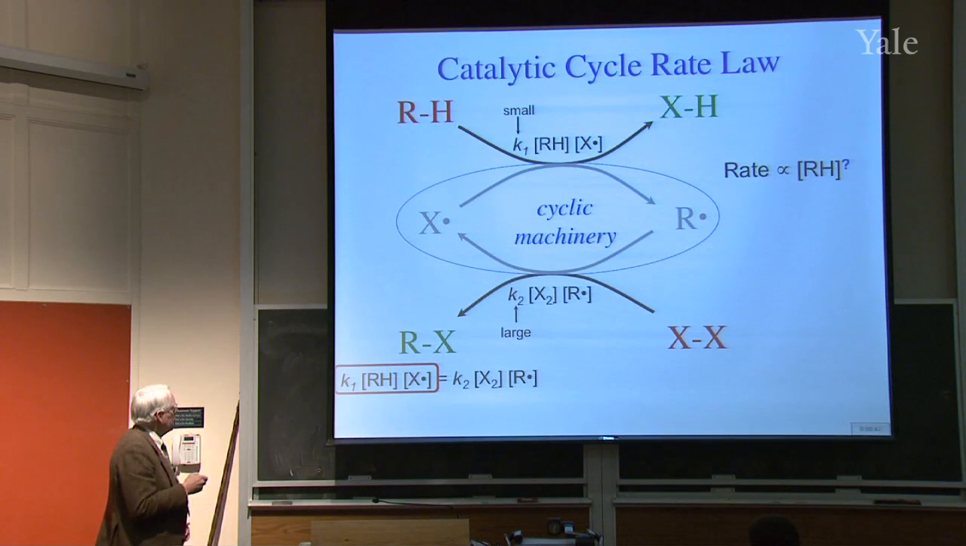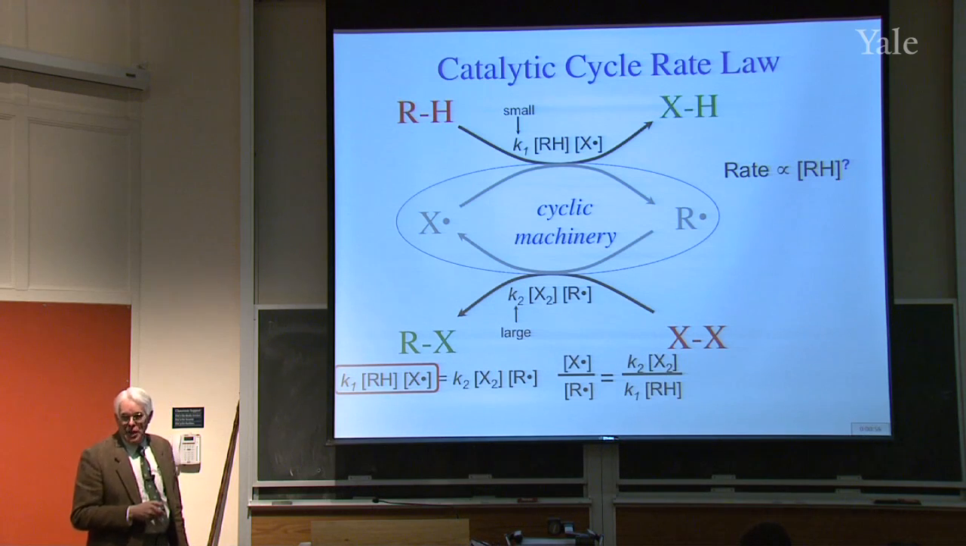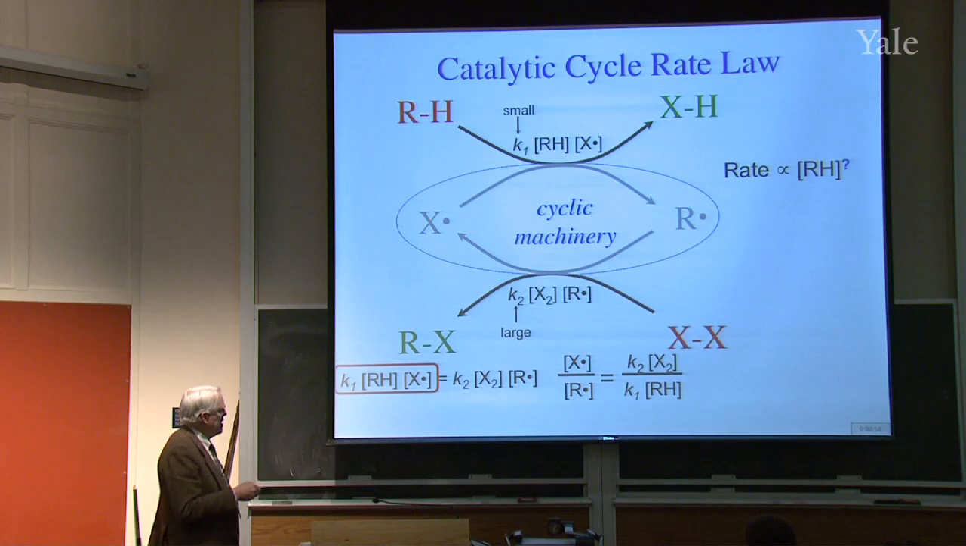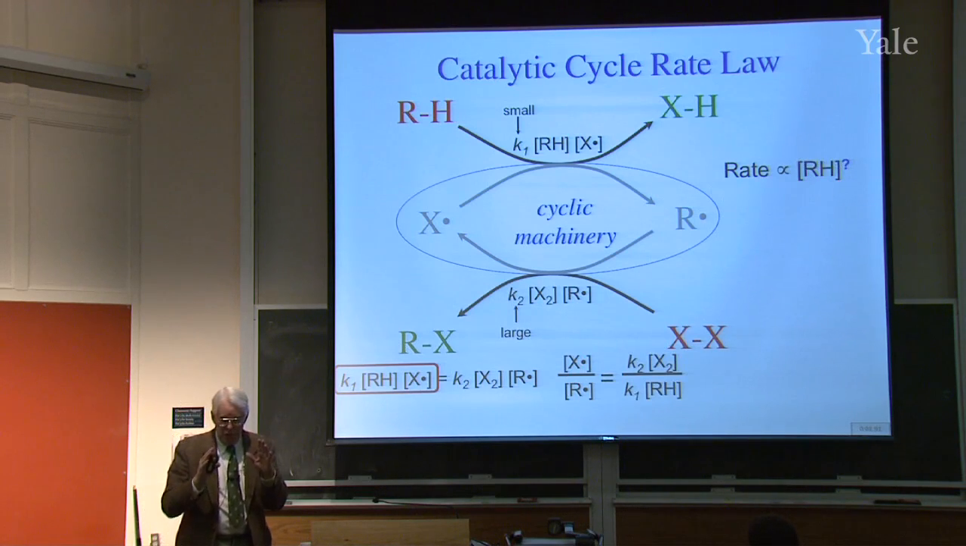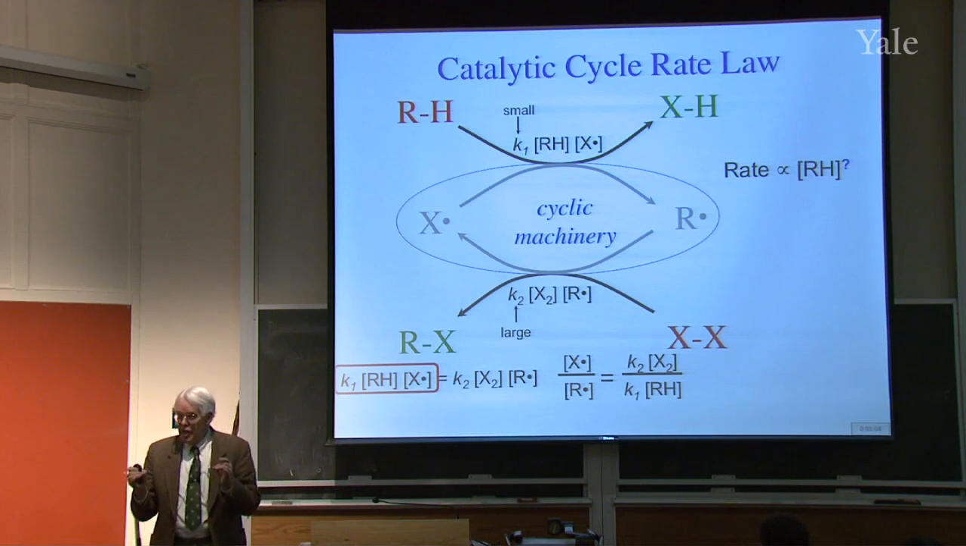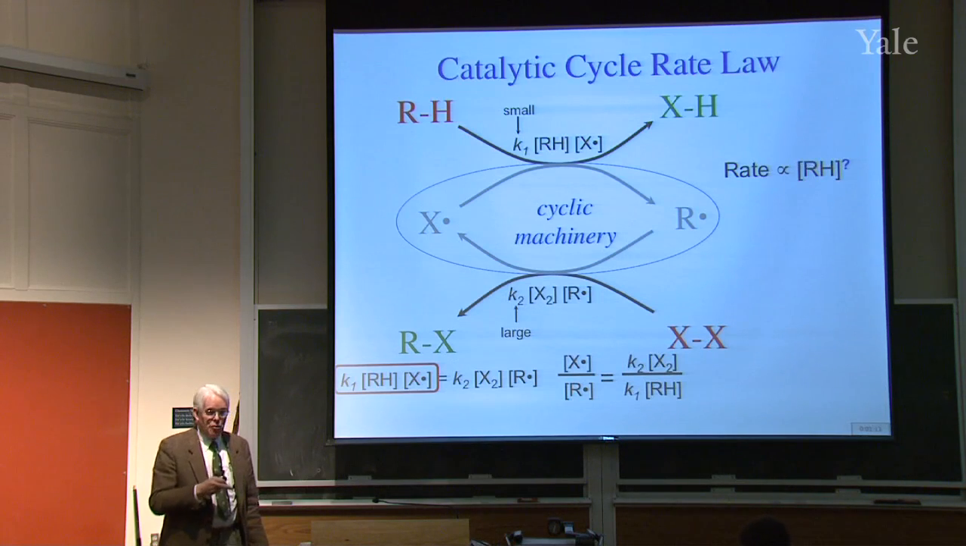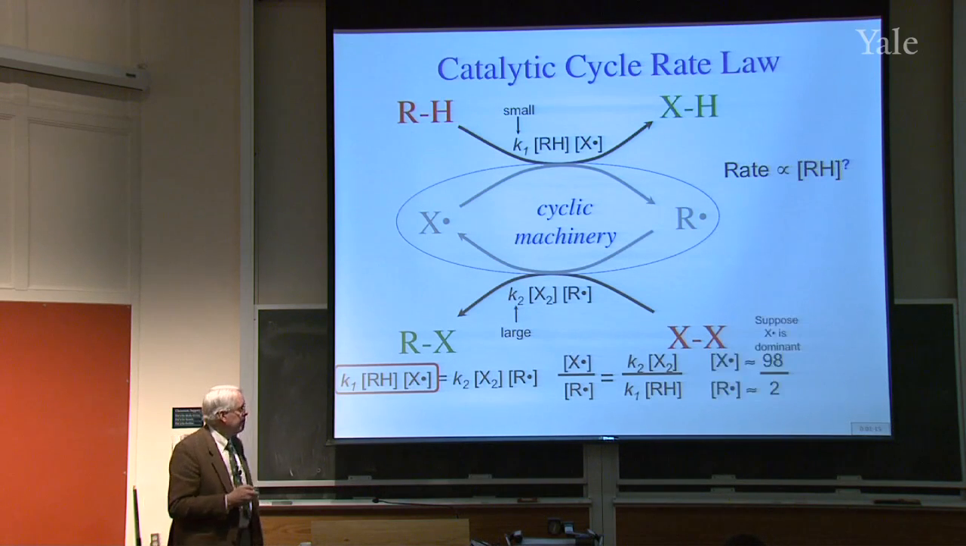Well, we can look here. Let's suppose we could rearrange this to say that the ratio of x dot to r dot is K2 times x2 over K1 times RH. That we get by just dividing through, right? So we know the ratio of these two, but the total of the two, right? There's a certain amount of radical there. As you go around the cycle, it can be either in the form of x dot or in the form of r dot. So the ratio can change, right? But the total amount is limited, okay?